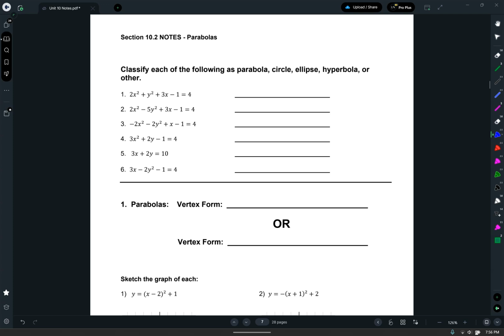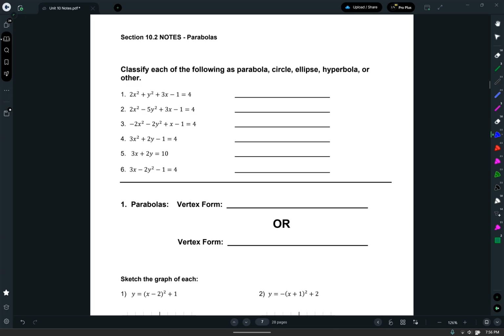So this is section 10.2 notes, and I know it says it's about parabolas, and I know we've done all kinds of stuff already earlier in the year related to parabolas. So we're going to start by taking one step back, reviewing a little bit of what we've done, but then we are going to take it into a place that we haven't seen before.